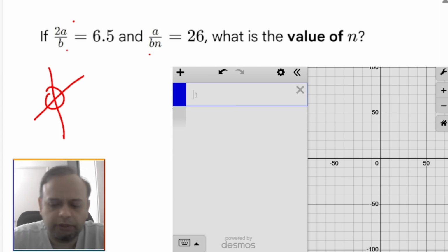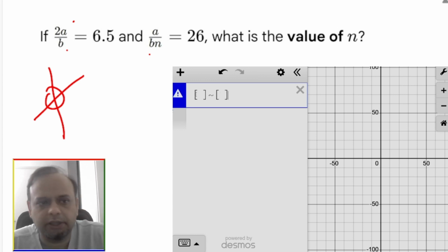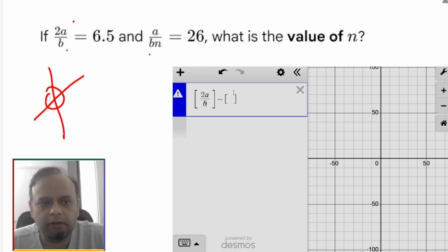All right, so this is how we do it. We use square brackets with a tilde sign. Basically, we are asking it to help us out, figure out some of these values. Okay, so I'm going to say 2a over b is the same as 6.5. So I'm going to write this here.